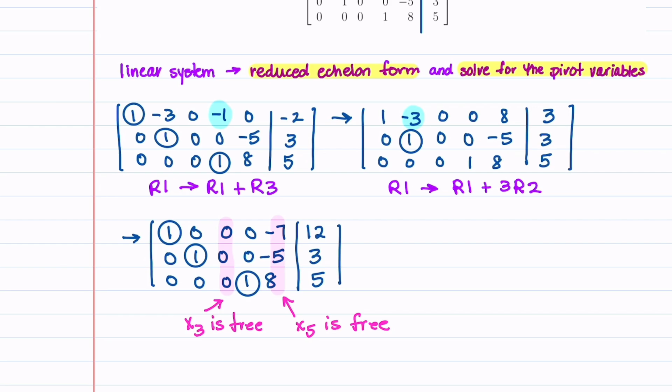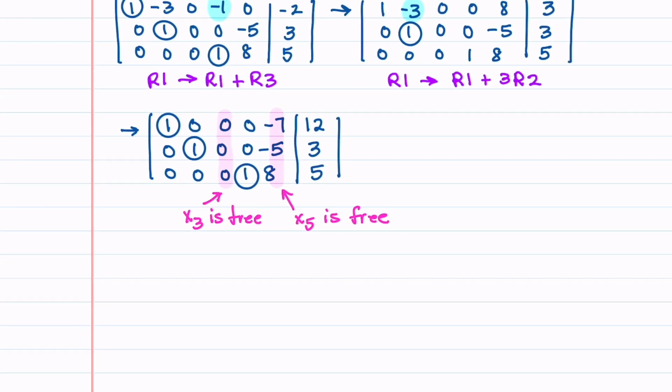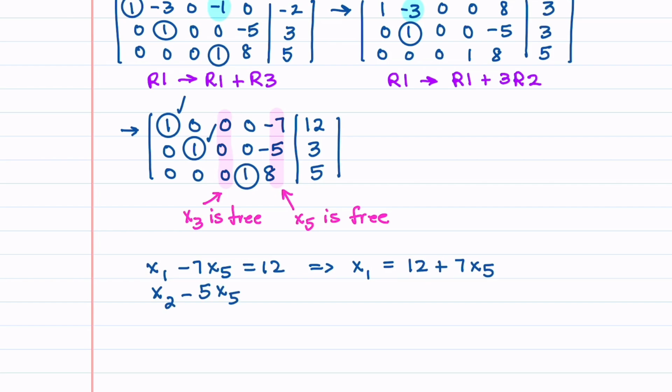Now what we're going to do is solve for our pivot variables. So our first pivot variable here is x1. So we have x1 minus 7x5 is equal to 12. And I said we're going to solve for x1, so here goes. So x1 is going to be 12 plus 7x5. Now we're going to solve for x2. So we're going to write down x2 minus 5x5 is equal to 3. So that tells us that x2 is 3 plus 5x5.